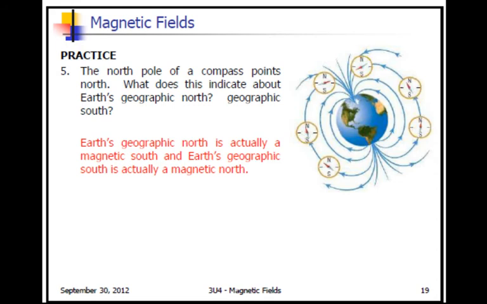So why does the north pole of a compass point north if the magnetic field lines outside of a magnet flow from north to south? The interesting thing is our geographic north pole is actually a magnetic south pole. So that's why our magnets point towards geographic north, because the Earth's magnetic field has a south pole at our geographic north.